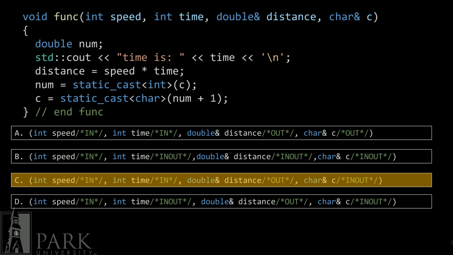If you chose answer C, you got it right. Both speed and time are only used to calculate distance, so they are input variables. Distance isn't used at all except for the assignment of its value, so it's an output value. You can see that right here. And C is used both for a calculation right here, where we're casting it to number, and it's also used as an output. You can see right here, we're assigning it a value. So it's both an input and output.